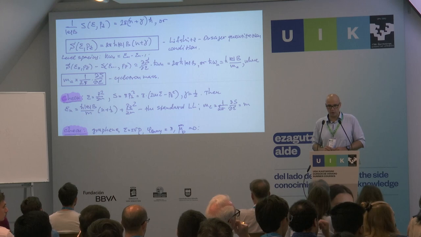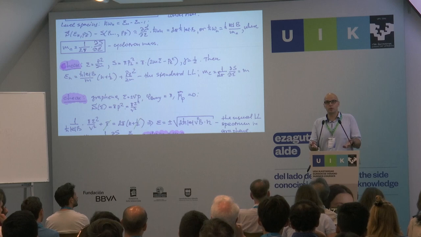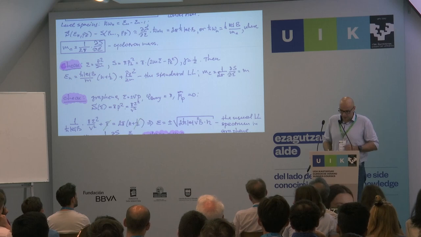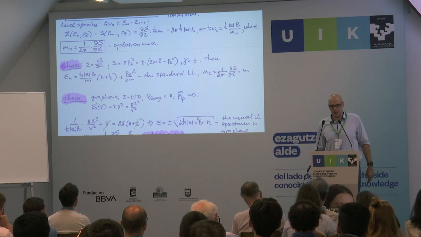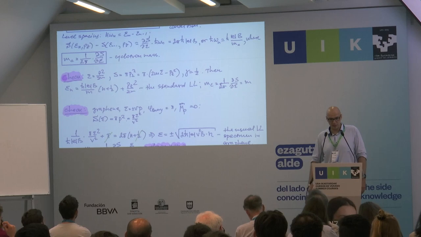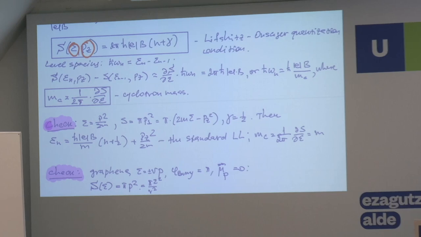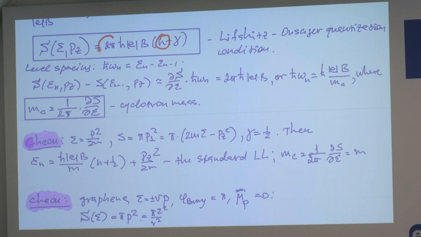Okay, so let's take this quantization rule and apply it to a few examples that we know very well. The first example would be the simplest possible, just some sort of a p squared over 2m dispersion, which is actually not a bad approximation for many semiconductors very close to the band bottom or valence band top. So what do we need to do to apply this? We just need to calculate the area of a surface that has the given energy and a given pz, and then equate it to an integer multiplied by some combination of fundamental constants and B, and we're done.